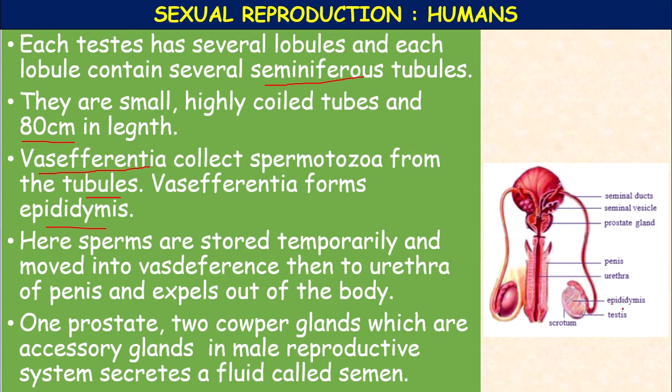Here you can see the epididymis. Epididymis are the ducts in which the spermatozoa are stored temporarily. Okay, so here in the epididymis, sperms are stored temporarily and moved into the next long duct called vas deferens.